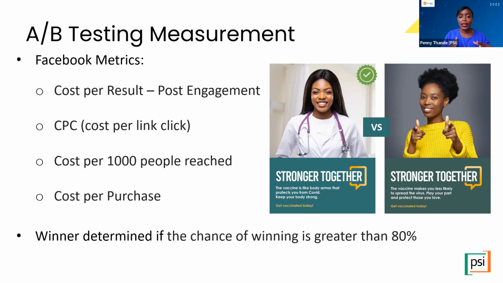As I said, the winner is determined if the chance of winning is greater than 80%, because you want to have reliable results. So for example, if the 2 creatives that you're seeing on the screen, it would have been Stronger Together versus the other one. In this case, the doctor won in terms of cost.